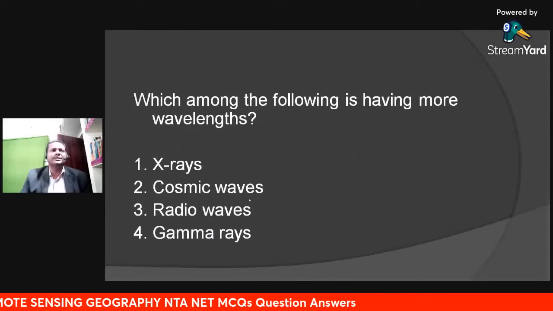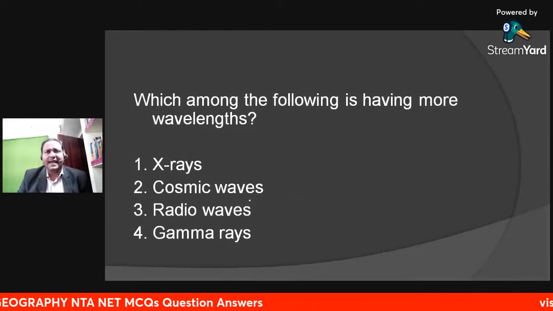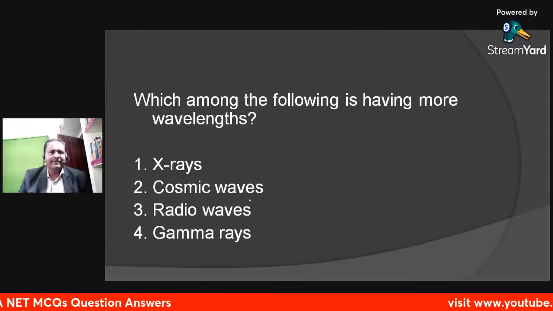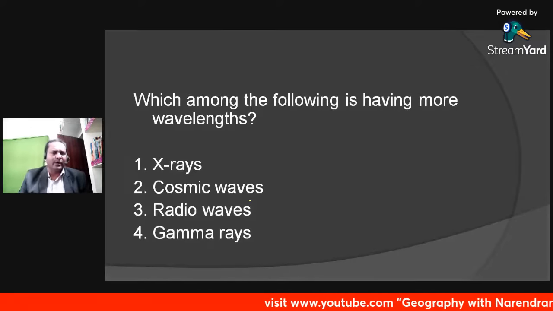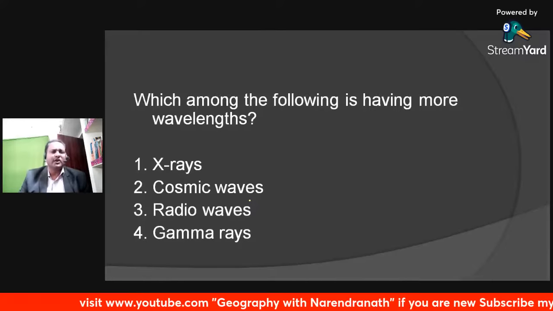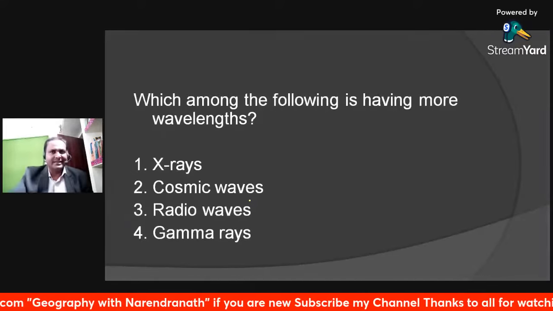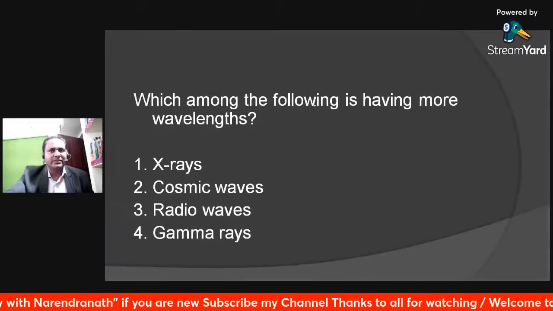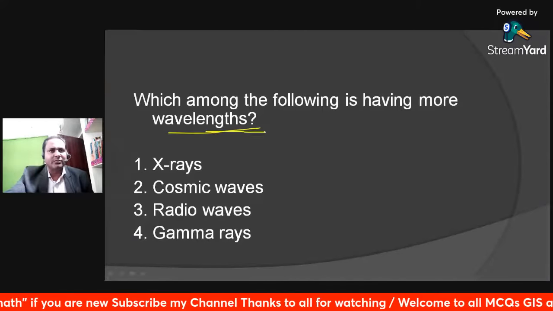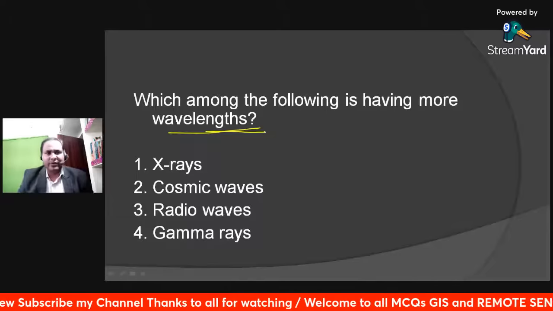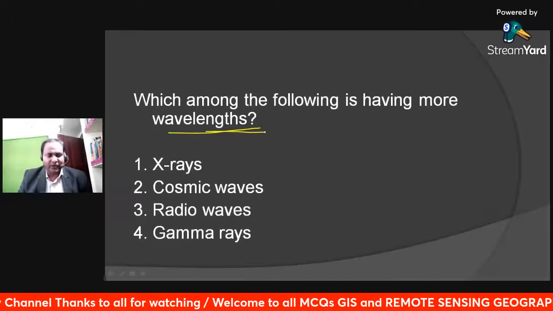Next, another question: which of the following has the greatest wavelength? Very interesting and common question. The options are X-ray, cosmic waves, radio waves, and gamma rays. Which of the following has the greatest wavelength? X-ray, cosmic wave, radio wave.